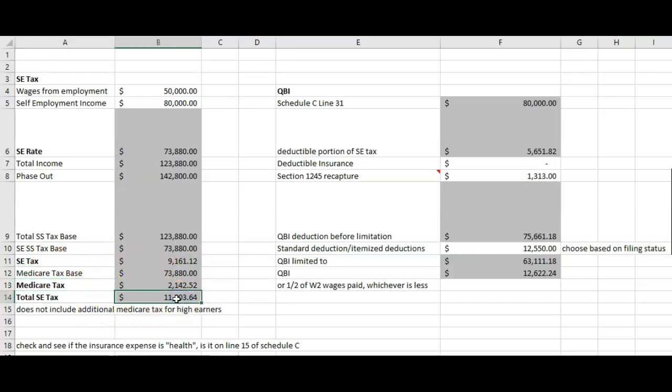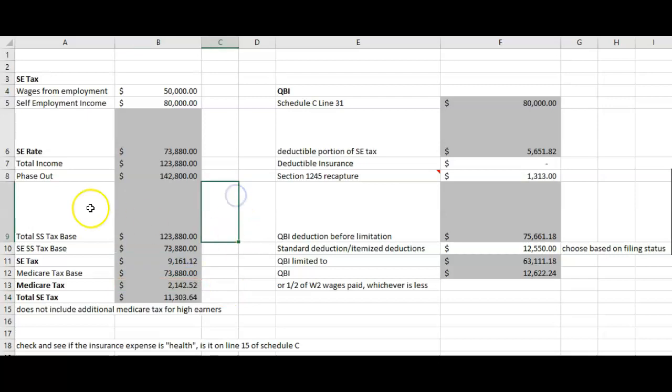and so their total self-employment tax is going to be the total of B11 and B13, which is their self-employment tax and their Medicare tax. I did not put in here the formulas and calculations for people who make over a certain amount. As you probably learned in your class, if their income is greater than a certain amount, then there's a Medicare tax that gets tacked on again for high earners. That's not considered in these calculations.